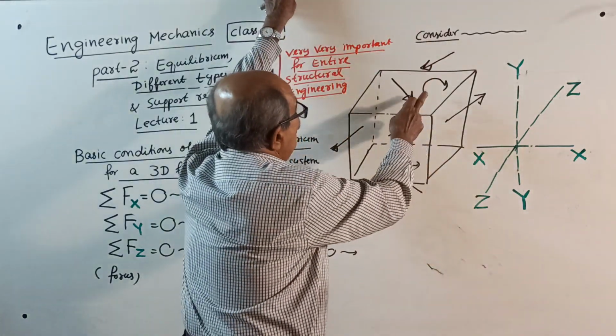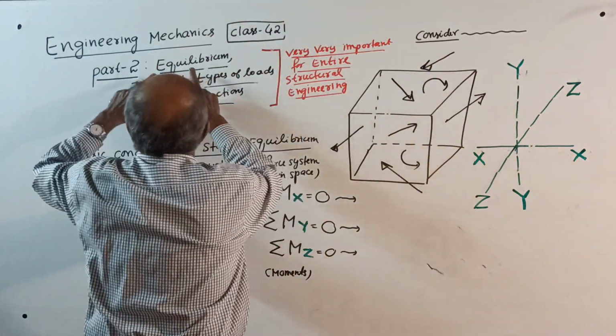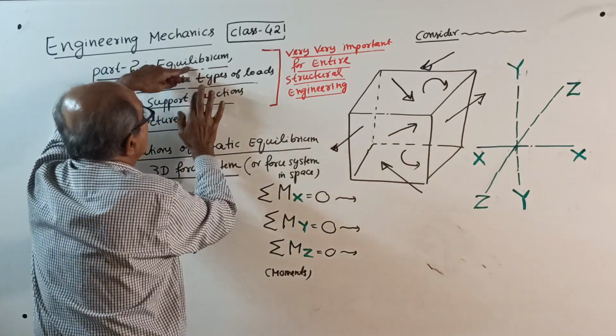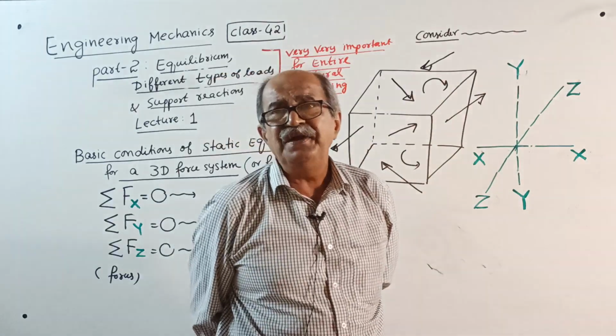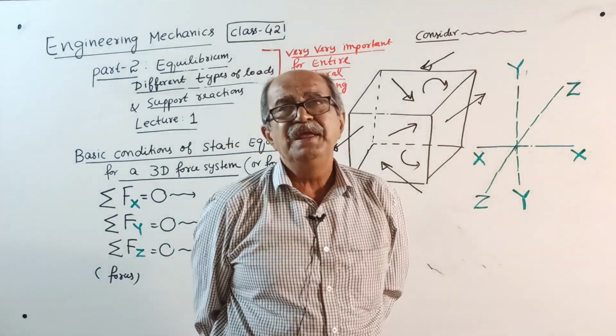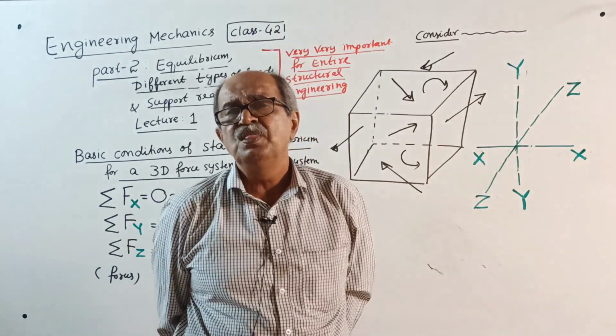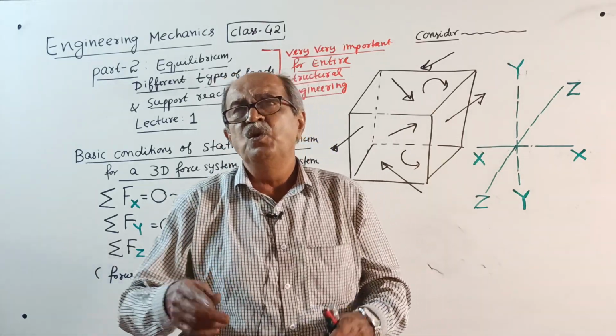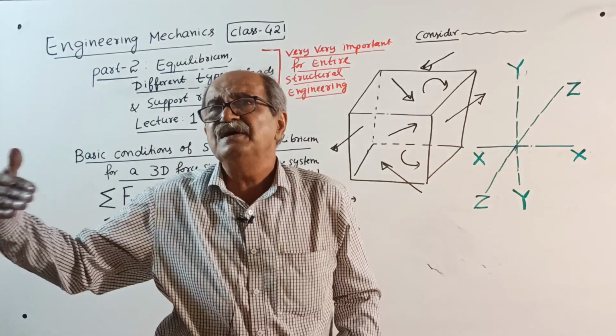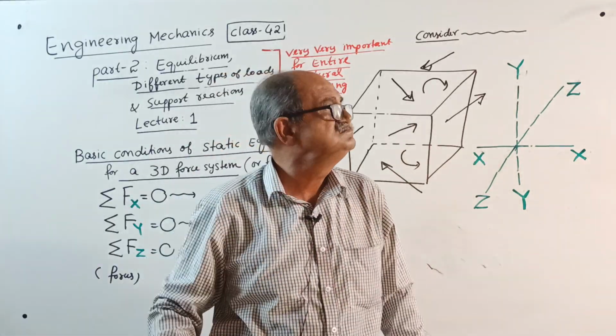Now we are considering equilibrium. Don't go for other things. Equilibrium: a body is said to be in equilibrium if it does not move and also does not rotate. There should be no translation, meaning movement, and no rotation.